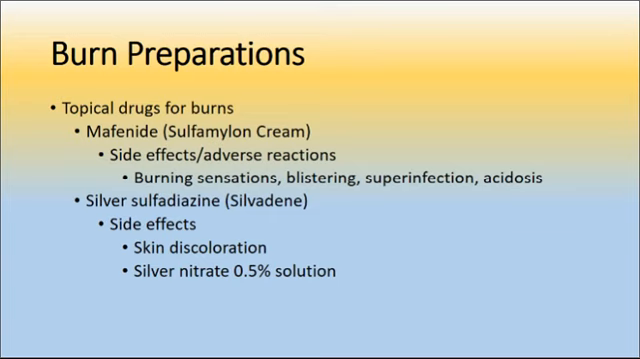Burn preparations. It has a little chart where it discusses the different degrees of burns. I'm not expecting you to know the degrees of burns. That's covered in other classes. Mafenide is a sulfa drug that leaves a burning sensation. Silver sulfadiazine or Silvadene is the one you'll see the most, but it can leave a skin discoloration. It has a sulfa drug in it. It's cooling and it helps prevent infection in that wound while it helps to treat it. It's used for 2nd and 3rd degree burns.